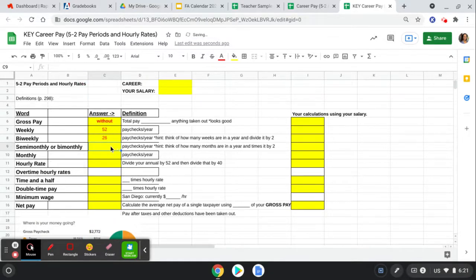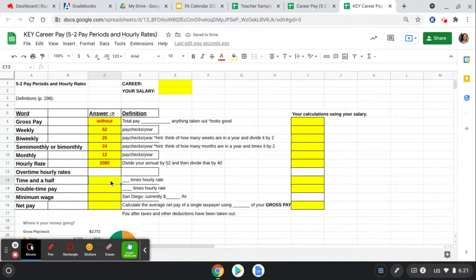So if there's 12 months in the year and we're getting 2 checks per month, we do 12 times 2, or 24 checks per year. Monthly means you get 12 checks per year. Hourly, divide your annual by 52 and then divide by 40. The shortcut is 2080, because 52 times 40 is 2080. So if you just divide by 2080, you'll get your hourly rate.